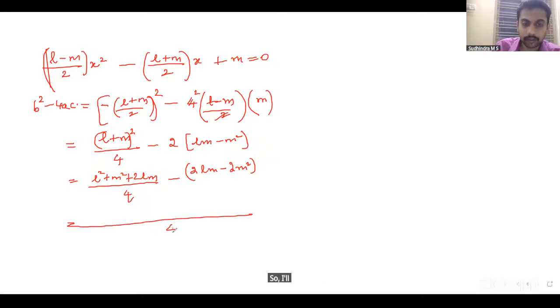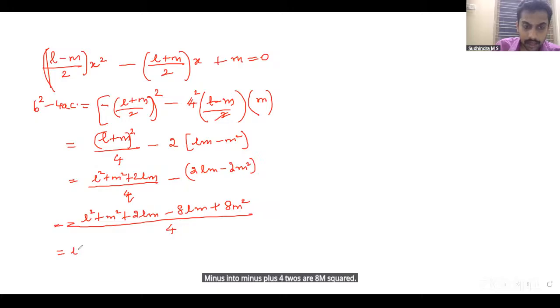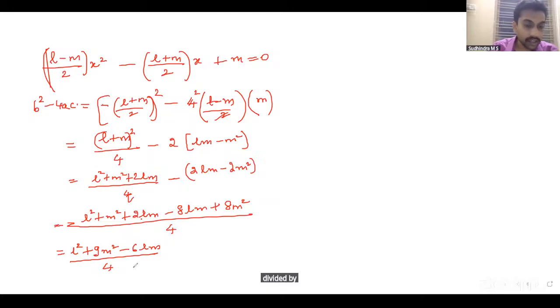So I'll take 4 LCM. L square plus m square plus 2Lm minus 4 2s are 8Lm, minus into minus plus 4 2s are 8m square. L square plus 8 plus 1, 9m square, plus 2 minus 8 is minus 6Lm, divided by 4. Okay, this is what we get. Now, if you look at the numerator, what is this? L minus 3m whole square. Excellent. L minus 3m the whole square divided by 4.